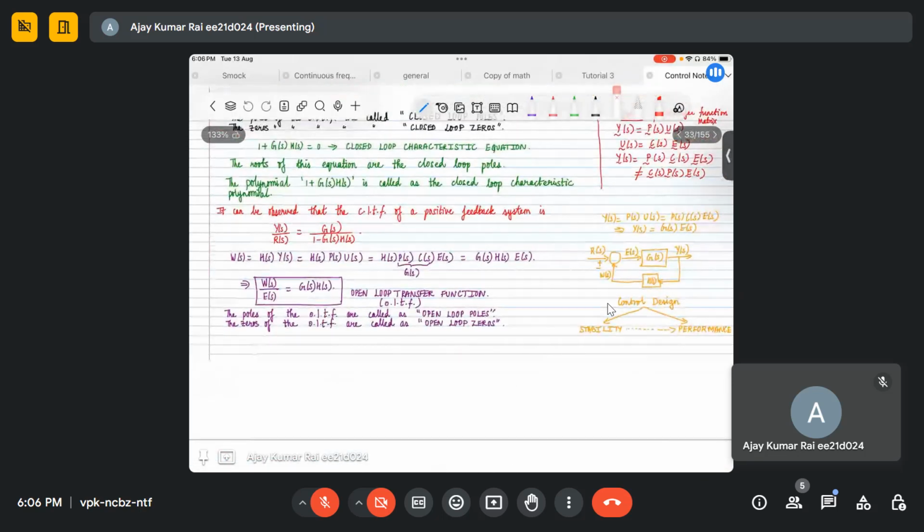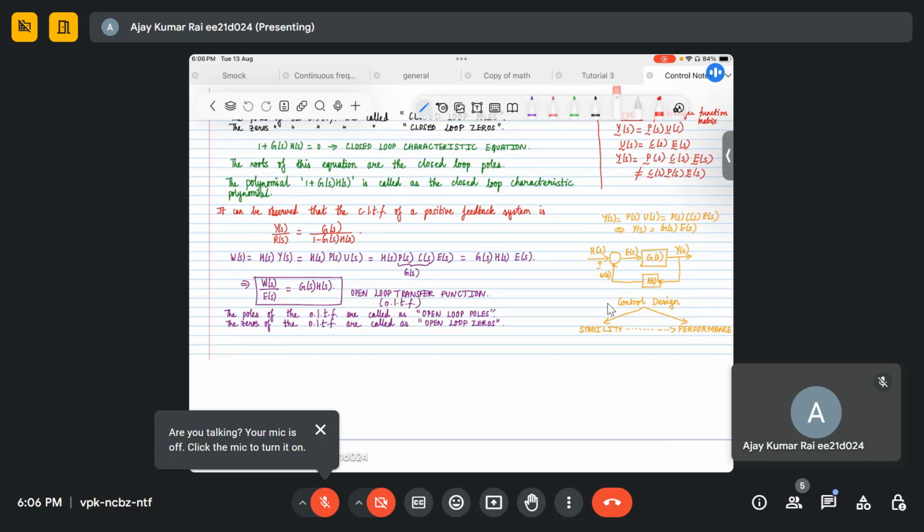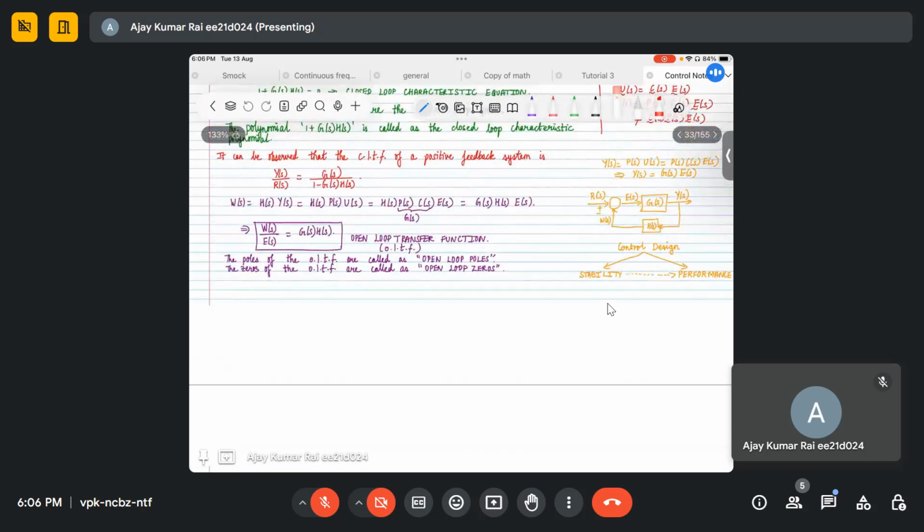So in the last week, we discussed stability. What do we mean by stability? We have the transfer function. So how do we derive the transfer function? We are given an equation, normally an ODE, a differential equation. By keeping the initial conditions equal to zero, we take the Laplace transform and find the output to input. That's called the transfer function.